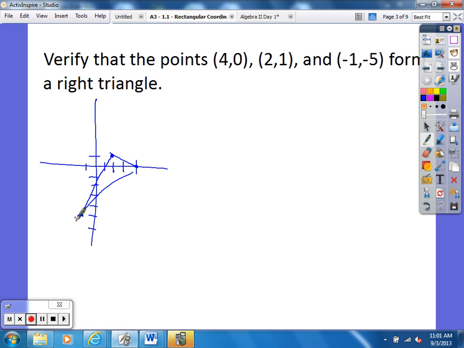Well, what other theorem does a right triangle have to follow? I'm going to pick on Mallory. You just have to say what you said before. It has to follow the Pythagorean theorem again. I wasn't picking on you to make you nervous. I just knew you could give that to me. So I need to know the length of A, the length of B, and the length of C. Well, how do I find the length of all those?